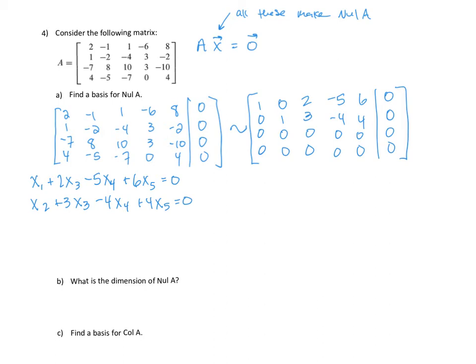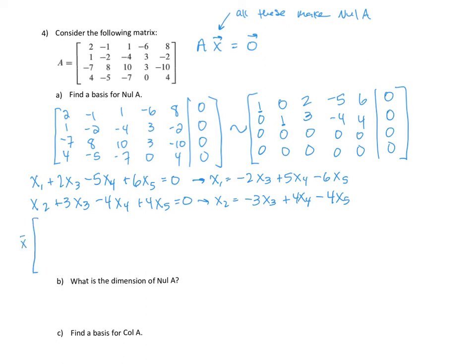Then you're supposed to solve each of these for the pivot variable, which is x1 and x2. I'm going to solve for x1, and I get x1 equals -2x3 plus 5x4 minus 6x5. Then solve for x2, and I get x2 equals -3x3 plus 4x4 minus 4x5. Now put my solution set in parametric vector form.